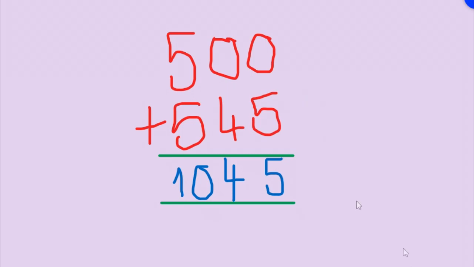So 1045 is the final answer. So we can say that the total object for the party is 1045.